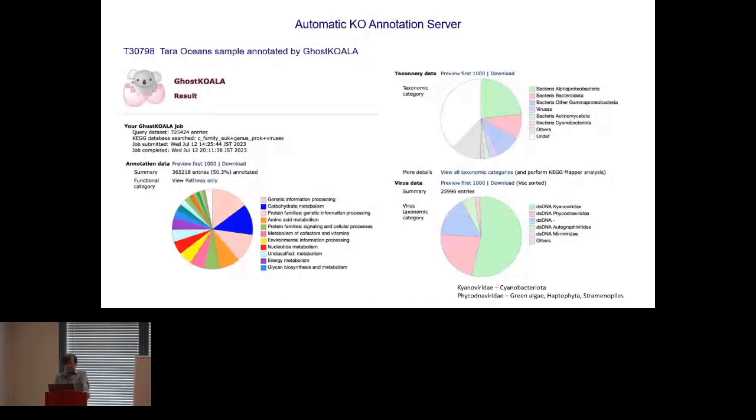So using the KO assignment, people would do this type of mapping against, in this case, a global map of metabolism. It's the largest map in KEGG, containing almost 5,000 KOs and over 400 modules.